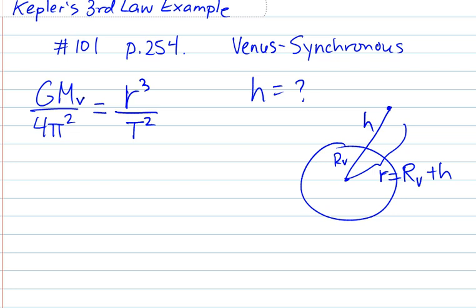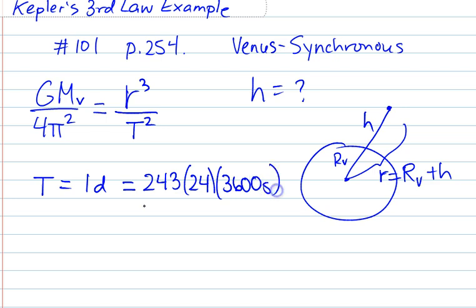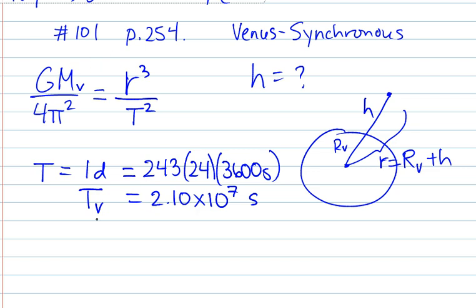Okay? And what we find here is that the time is 1 day on Venus, which is actually 243 Earth days. So 24 hours, each hour has 3,600 seconds. So the period for 1 day on Venus is about 2.10 times 10 to the 7th seconds. And so now we're just going to solve basically Kepler's third law, and we're going to solve it for r because r is defined as the radius of Venus plus the height.